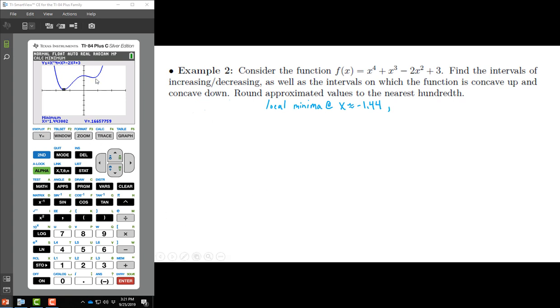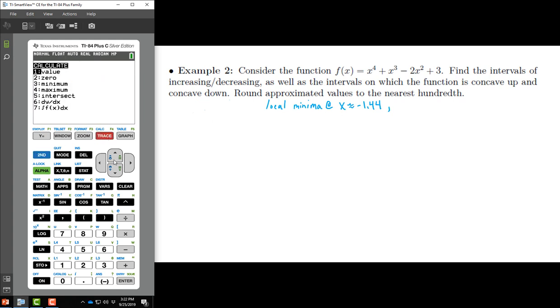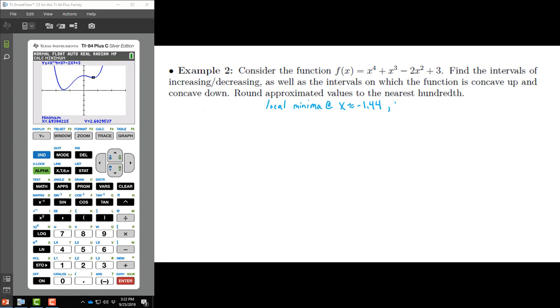All right, but I have another one, right? We also have this one over here. So let's do that process one more time. Second calc, minimum. We'll get somewhere to the left of that minimum value, somewhere to the right, and then make a guess. And so it's telling me 0.69. So x is approximately 0.69. Okay, so those are our local minima.